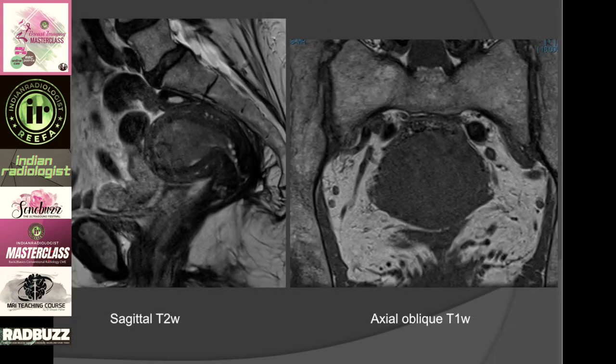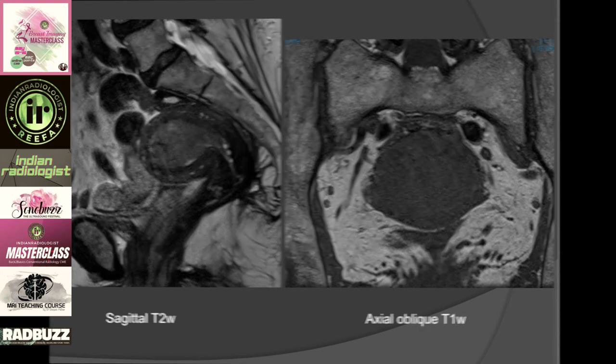Now, here is an example. We can see this is a sagittal T2-weighted sequence. The endometrium is clearly thickened. We cannot identify where is the normal endometrium and where is the abnormal because it is so thick. But there is some contrast we notice between the myometrium and this endometrial lesion. On T1, the endometrium, the tumor and the myometrium look pretty much similar.